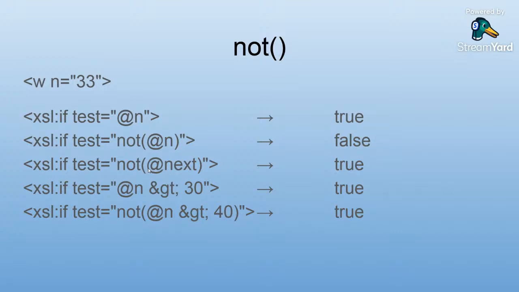Is there not a next attribute on here? Well, I don't see a next attribute on here, no. So it is true that there is not a next attribute on here. Is the n attribute greater than 30? Yes, it is. It's 33. Is it not the case that the n attribute is greater than 40?